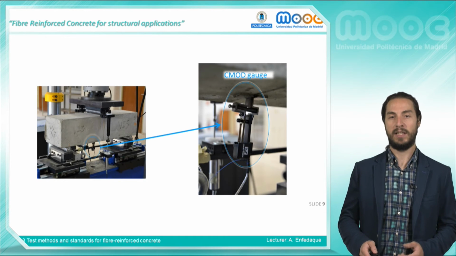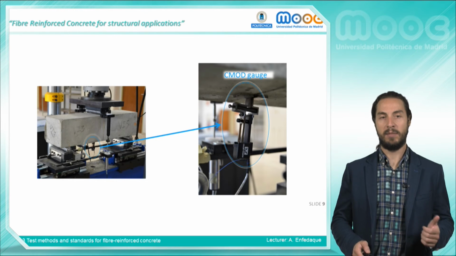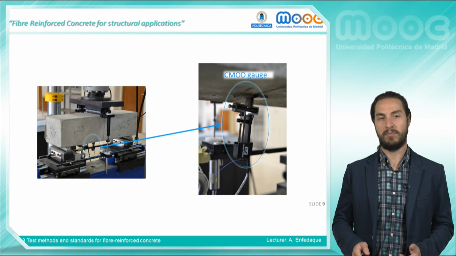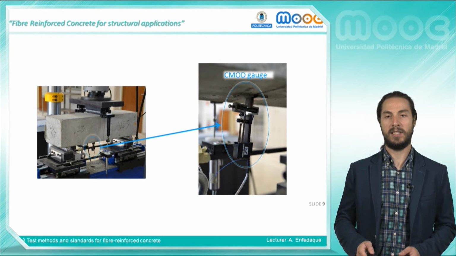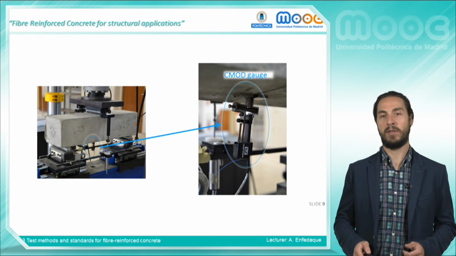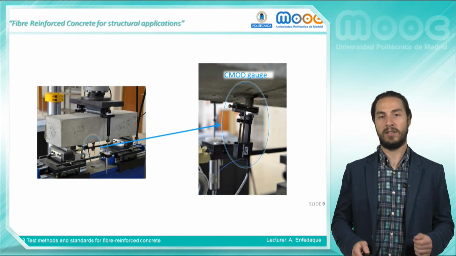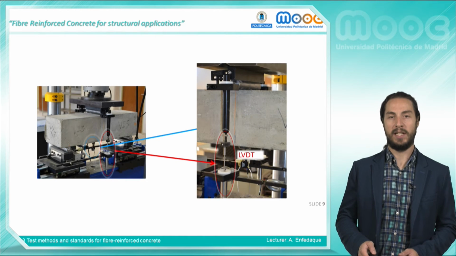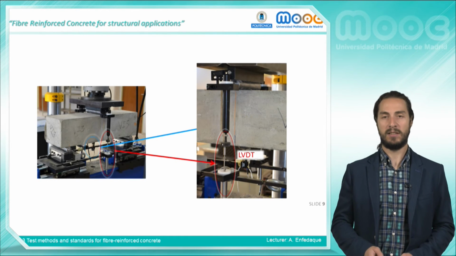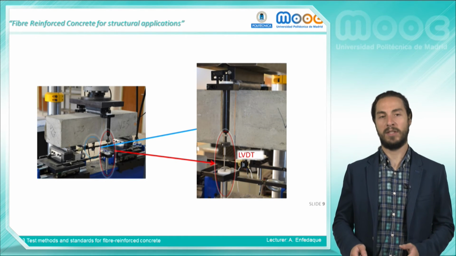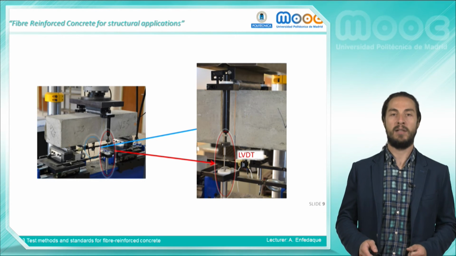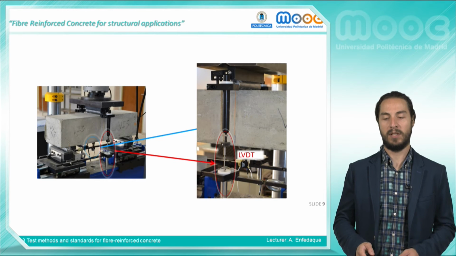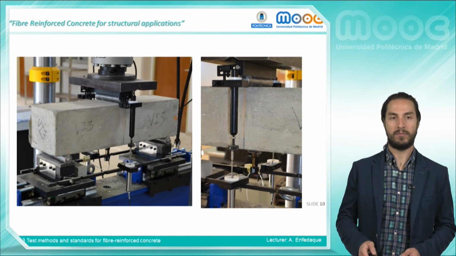In addition, in the image it can be seen the CMOD gauge that controls the test by fixing the opening rate of the gauge. In the detailed image, it's easy to perceive that the CMOD is placed in the sample using two steel blades glued to the sample surface. To obtain the energy that the sample absorbs during the test, it is necessary to acquire the displacement of the loading cylinder. Such displacement is registered by two LVDTs placed in the sides of the sample, as can be seen in the image.